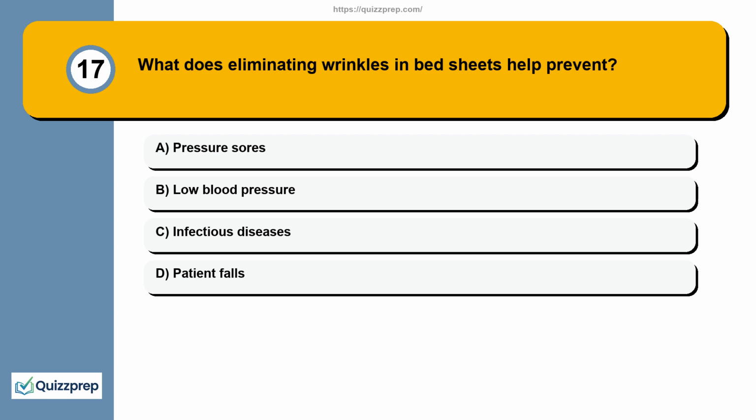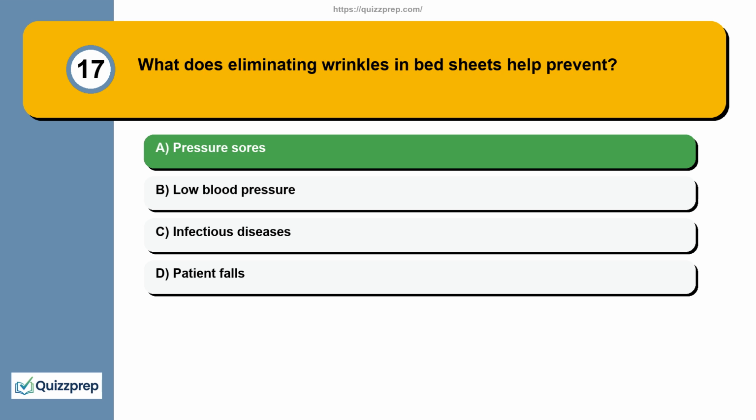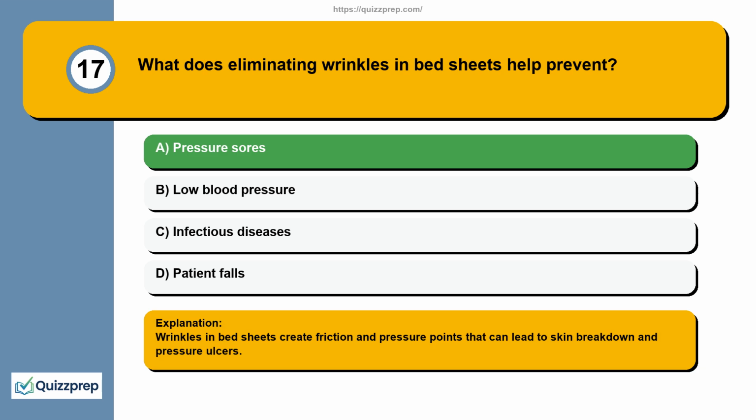Question 17. What does eliminating wrinkles in bed sheets help prevent? Pressure sores, low blood pressure, infectious diseases, patient falls. Wrinkles in bed sheets create friction and pressure points that can lead to skin breakdown and pressure ulcers.